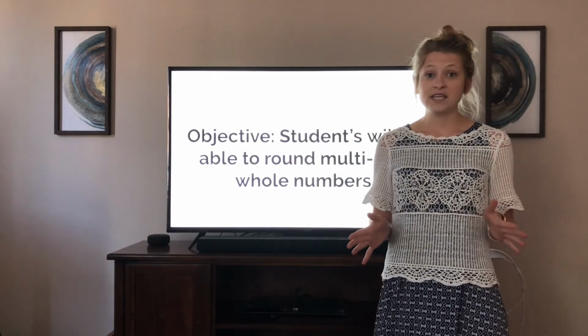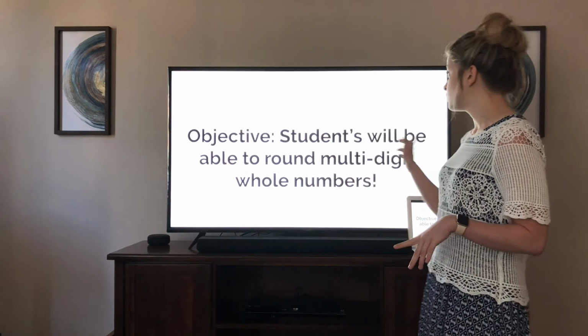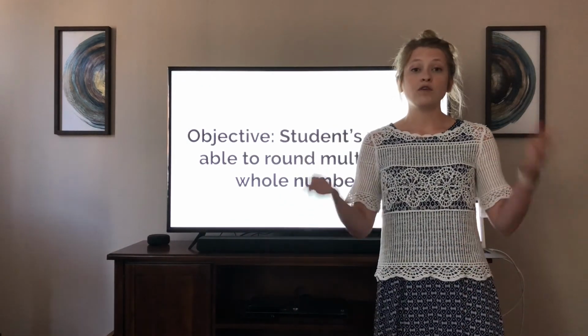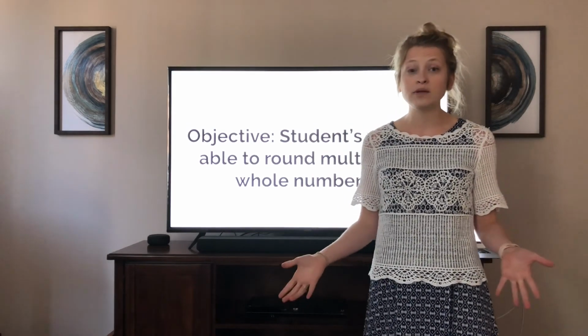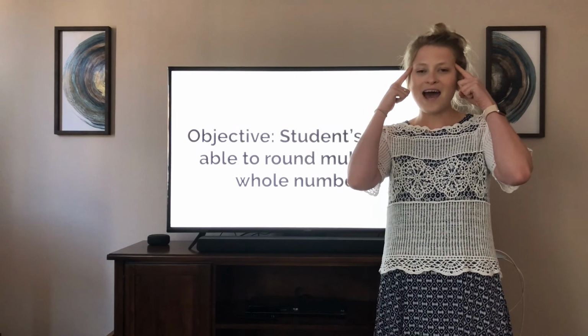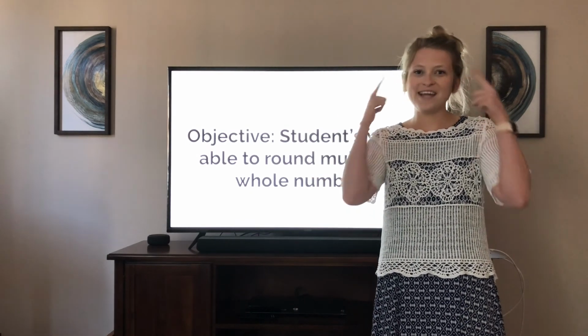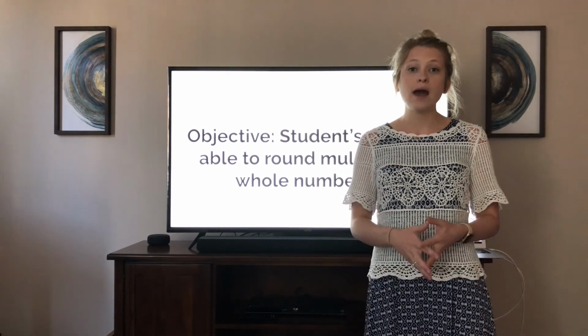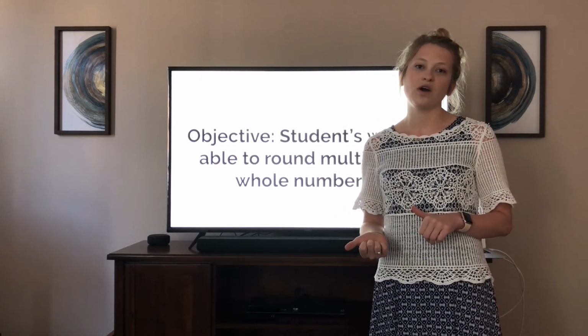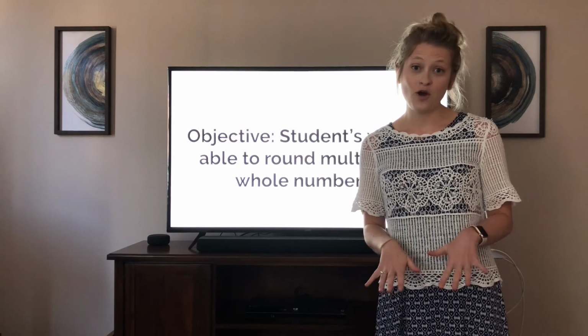Our objective of today's mini lesson is that students will be able to round multi-digit whole numbers. Now, if you think about it, when we learned about rounding, this was all the way back in August. So we're really going to have to activate that part of our brain to remember all that we've learned. I'm going to do a little bit of a refresher, and then I'll give you some problems to work on at home on your own at the end.